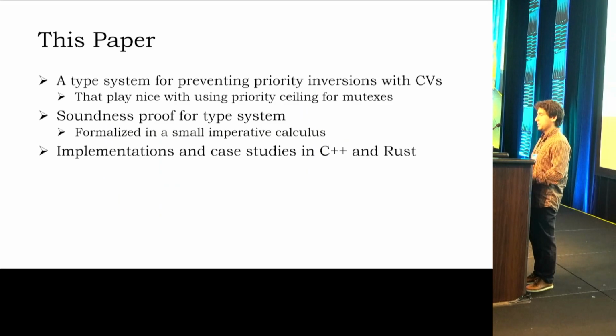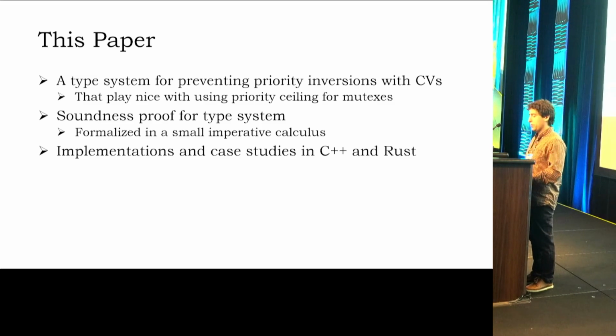So the answer here is type systems, or static techniques, to the rescue. What we propose is a type system for preventing these kinds of priority inversions using CVs, which also plays nice with using the priority ceiling protocol at runtime to prevent priority inversions using mutexes. We prove it's sound in a small imperative calculus, and then to show that these restrictions are neither overly exotic nor overly burdensome, we've implemented these as libraries and case studies in not one, but actually two mainstream languages. So first I'm going to talk through several examples of the typing restrictions that we introduce at a very high level.